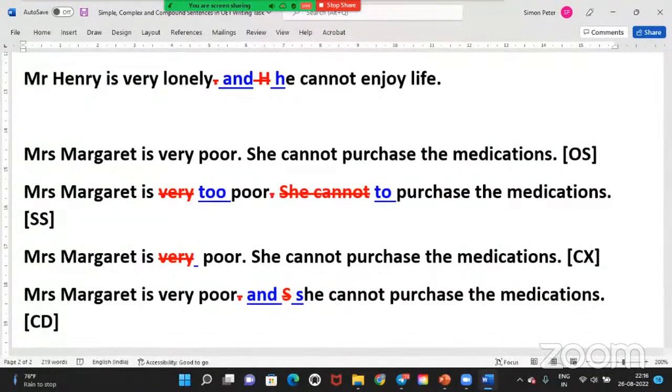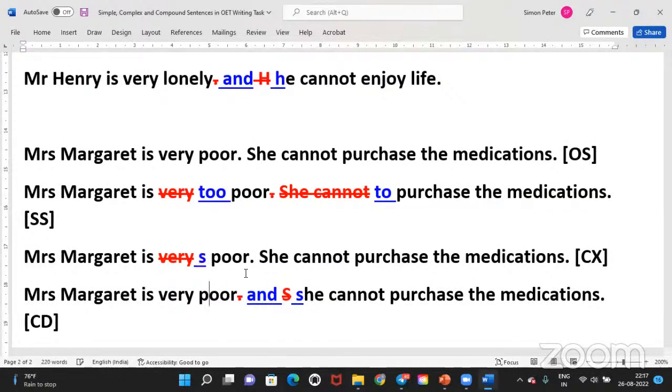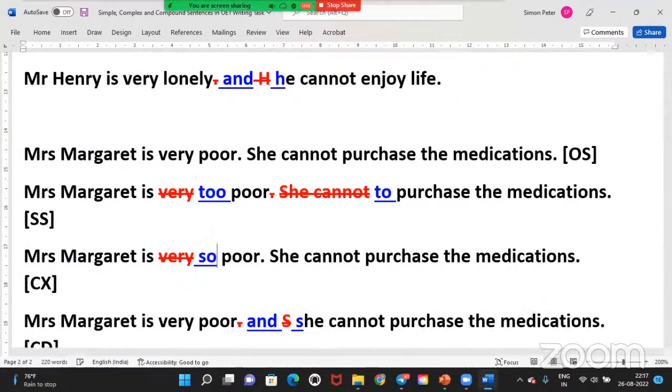Okay. And the comma should be out. She's so poor. I removed "very poor" and the comma. Where is the comma? First of all, there is no comma. Yes, Mrs. Margaret is so poor, comma. Okay, so poor. Sorry, to purchase Margaret medication is so poor, comma. Yes, sir. Okay, the comma should come after "to purchase her medication", right?